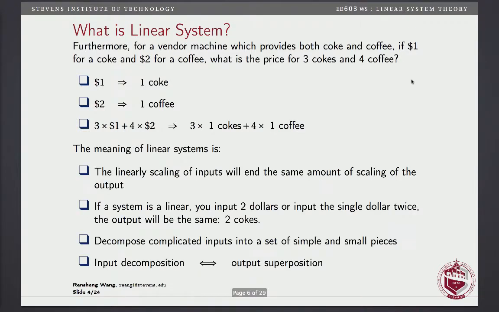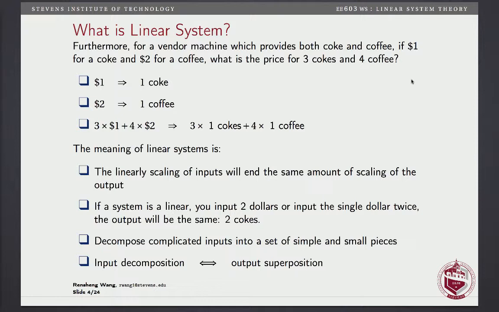So the basic idea about the linear system is, first, if you put $2 in, you get 2 Cokes out. But if you put the $2 in separately, let's say you put in $1 and then another $1, the output should be exactly the same as when you put in the $2 at the same time.